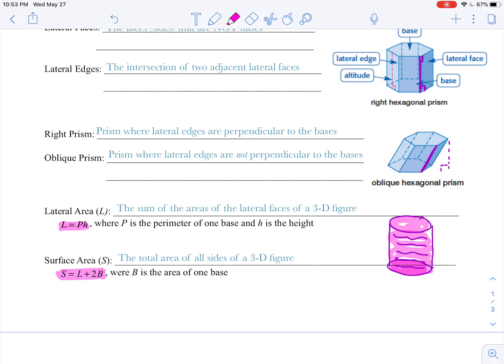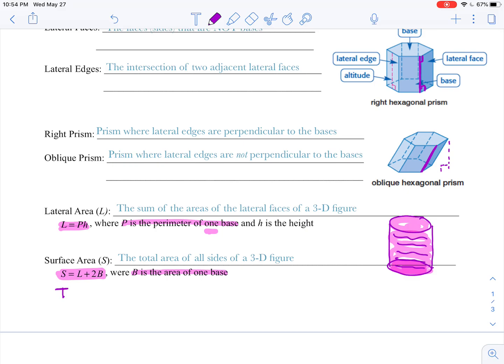So to find the lateral area of a prism, you multiply capital P times lowercase h. Capital P represents the perimeter of one base. H is the height of the shape. Of course, height is still perpendicular to the base. Surface area takes your lateral area, since you've already calculated most of the shape, and then adds on your two bases. So surface area is capital L plus 2 times capital B, where B is the area of a base.